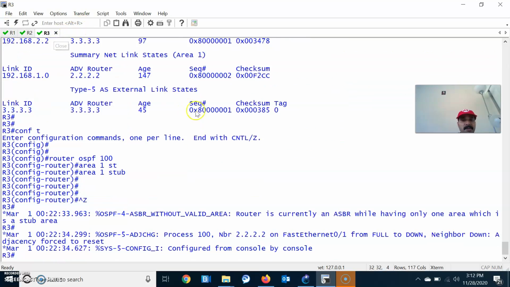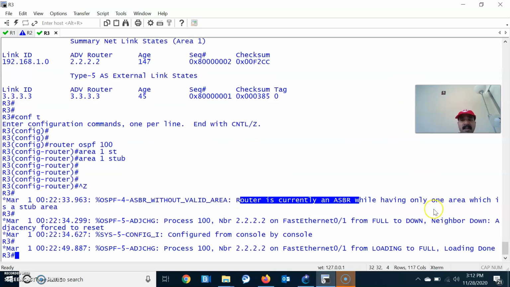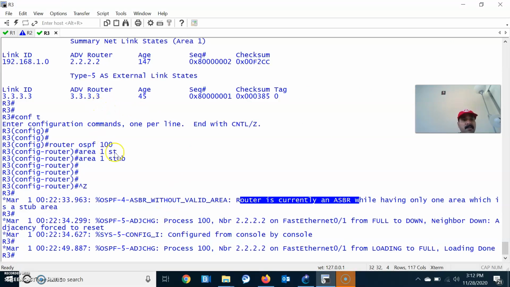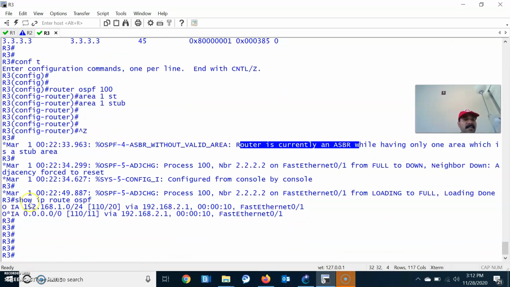So immediately we are able to see, right, the router is currently an ASBR. So this router is an ASBR while having only one area, which is a stub area. That means this is a stub area, and this stub area will block the external route. So it will not allow this route into this domain, right? That's the reason we're able to see, in show IP route OSPF, only the inter area route.